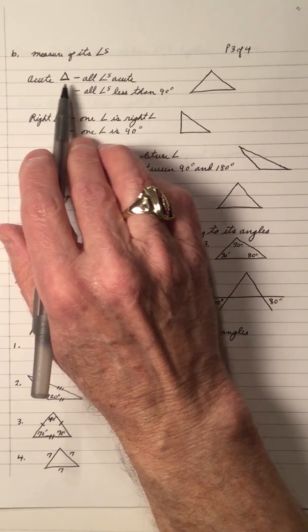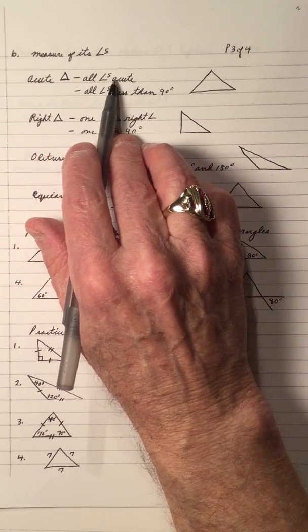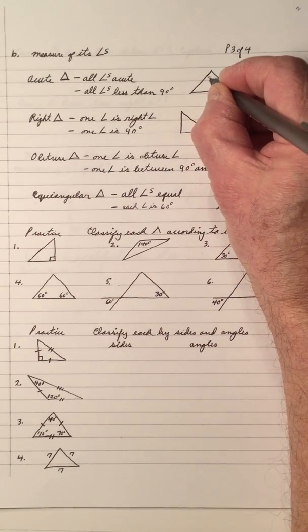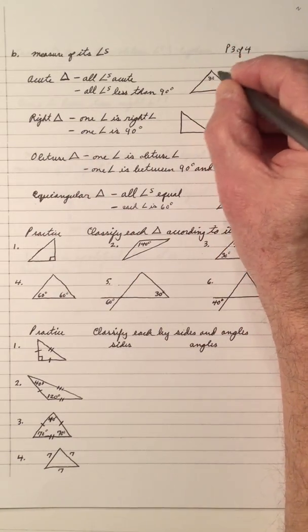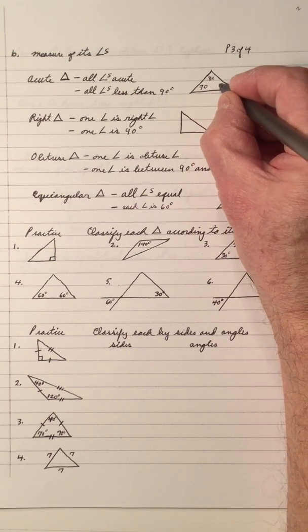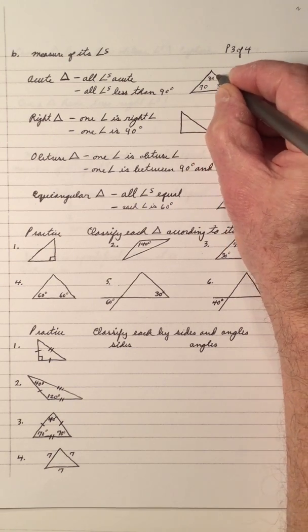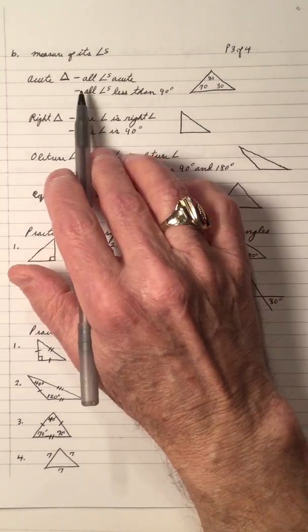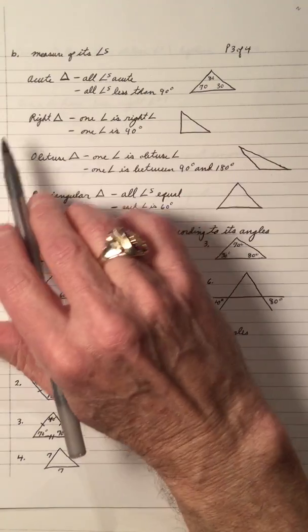An acute triangle has all angles acute. That means that all angles are less than 90. So if I make that an 80, pretend it's an 80, pretend that's a 70, that's 150, so this must be a 30, because all angles have to add up to 180. So if all angles are acute, you have an acute triangle.